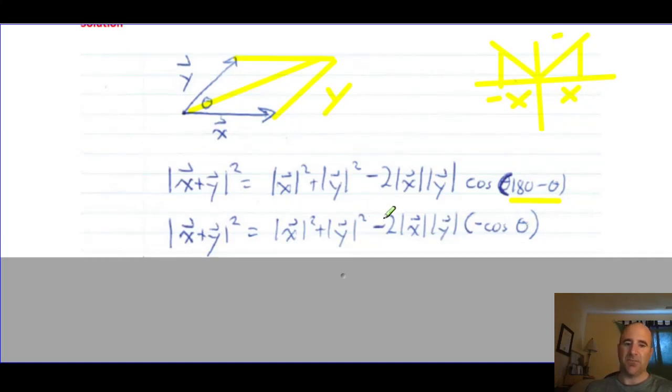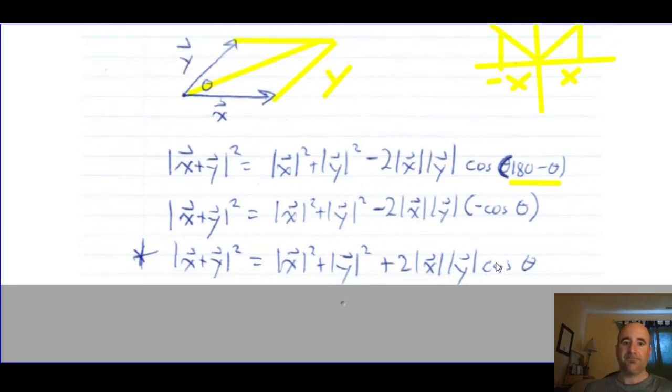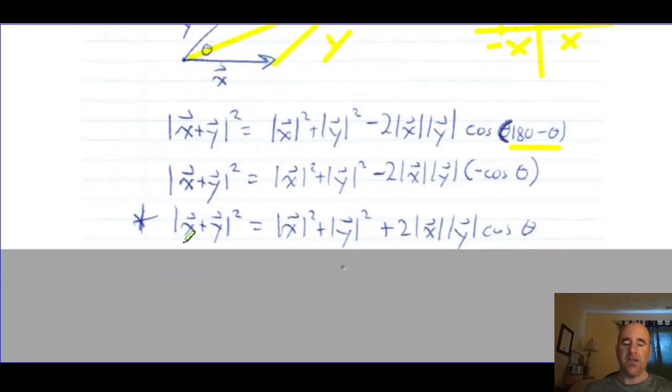We've seen this before. That makes this negative into a positive. And here we go. Nothing new yet. We did this in our first lesson on vector addition. That's how you can calculate the sum of two vectors geometrically.